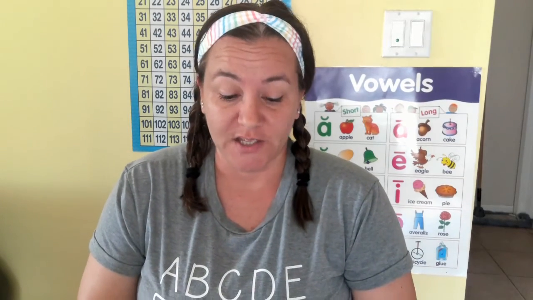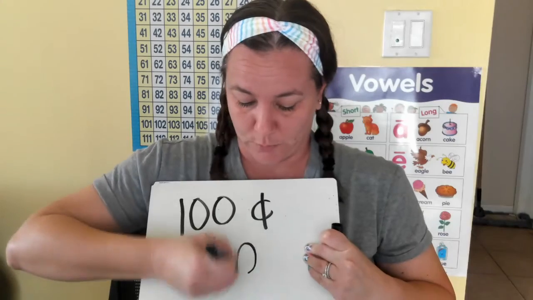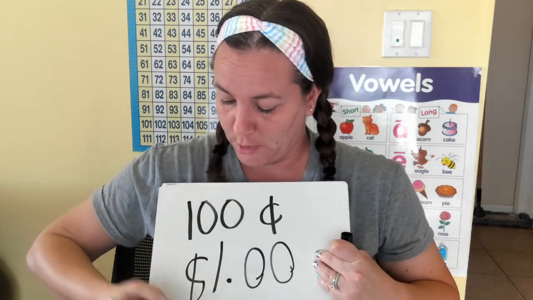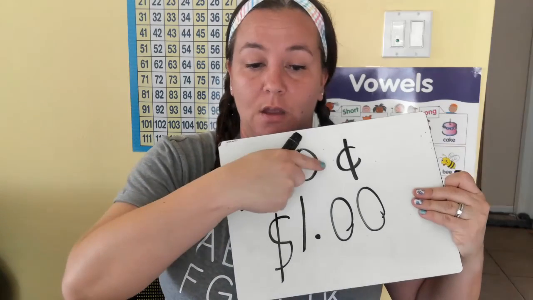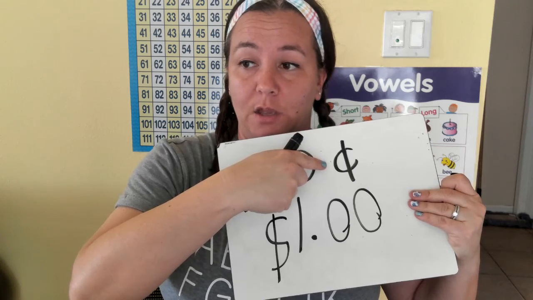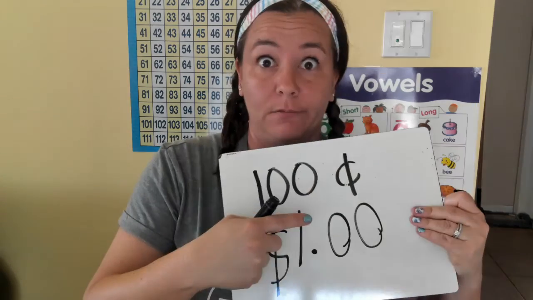Now, one more thing that you need to know as a first grader counting money is how many of each coin does it take to make $1? Now, $1 is really just 100 cents. Okay, so 100 cents is the same as $1. This S with a line means dollar, and the C means cents. Okay, if you didn't know that. Dollar, cents. These are the same thing.